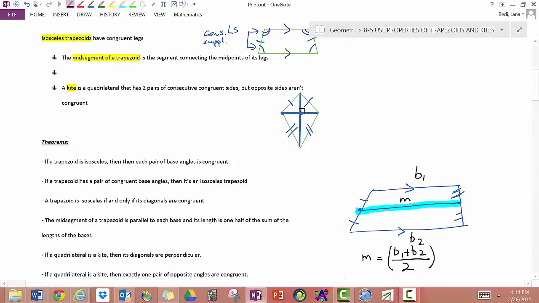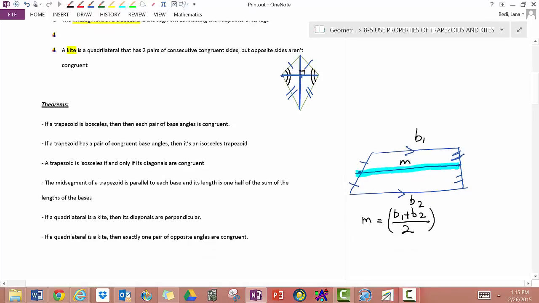If a quadrilateral is a kite, then exactly one pair of opposite angles are congruent. If you use your common sense, you'll be able to see that these two are going to be congruent. You can use your fingers to form a kite, and then demonstrate that to yourself.